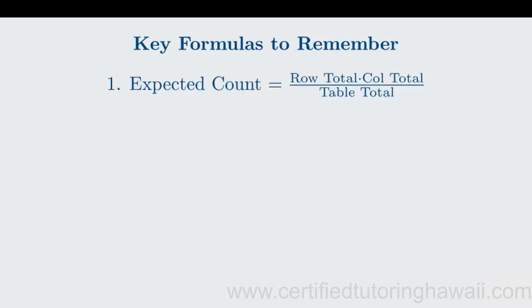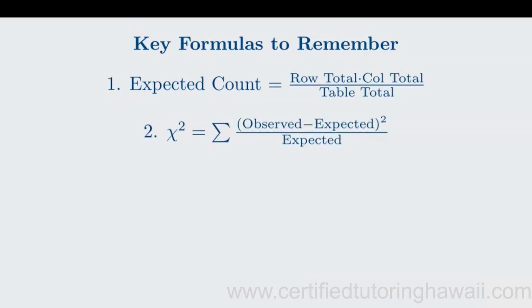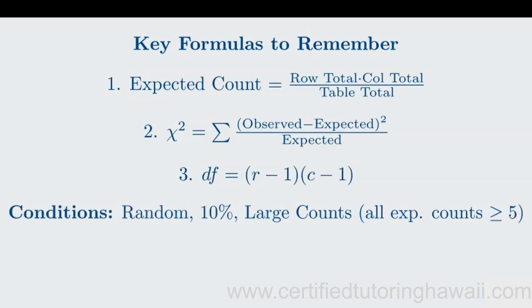Here are the key formulas to remember. First, the expected count is the row total times the column total, divided by the table total. Second, the chi-squared statistic is the sum of observed minus expected squared, divided by expected. And finally, the degrees of freedom is the number of rows minus 1 times the number of columns minus 1. Always remember to check your conditions, random, 10%, and large counts, before doing the math. If all expected counts aren't at least 5, the chi-square distribution might not be a good fit for your data.